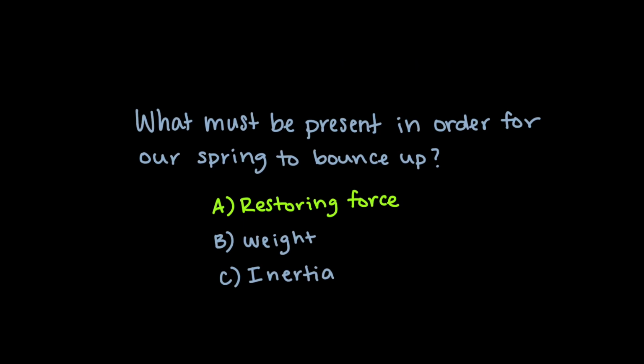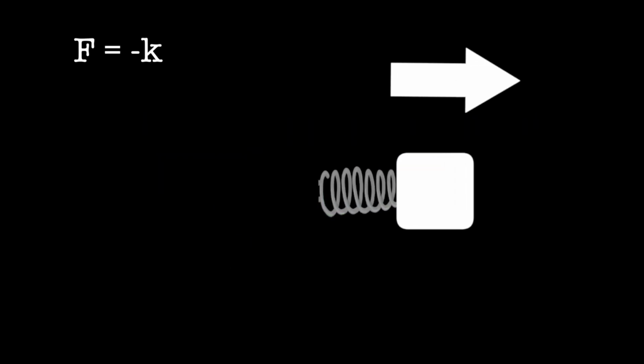The restoring force is a force that acts in the opposite direction of the motion of the spring as the spring is trying to return to its equilibrium position, the position where it is at rest. Since we're talking about an ideal spring in this video, we can model this restoring force with the equation force equals negative k constant times position.